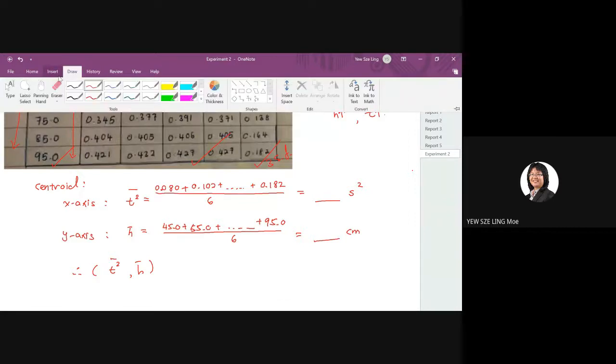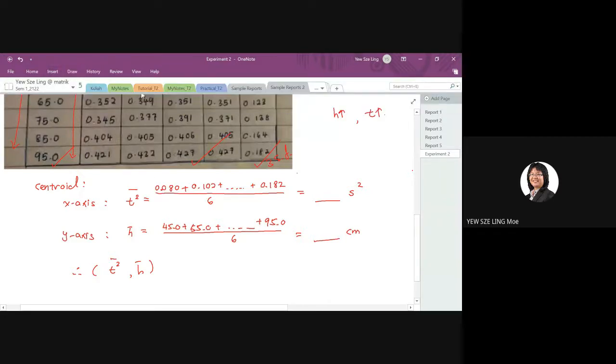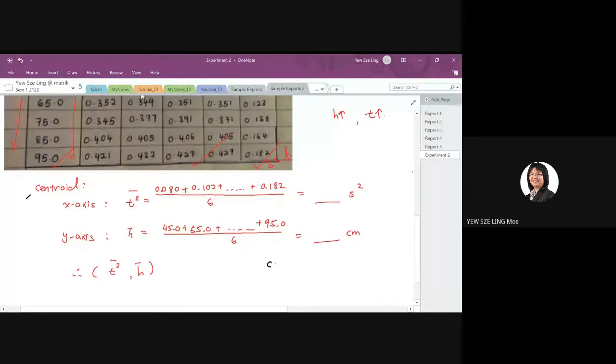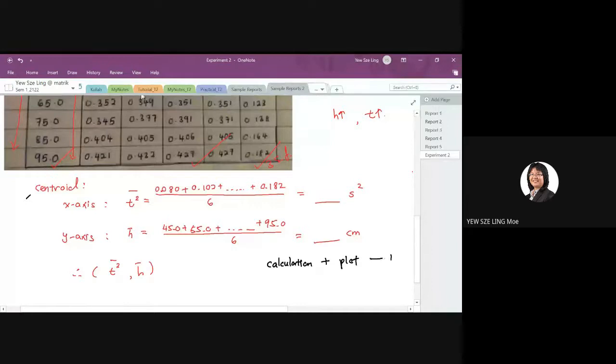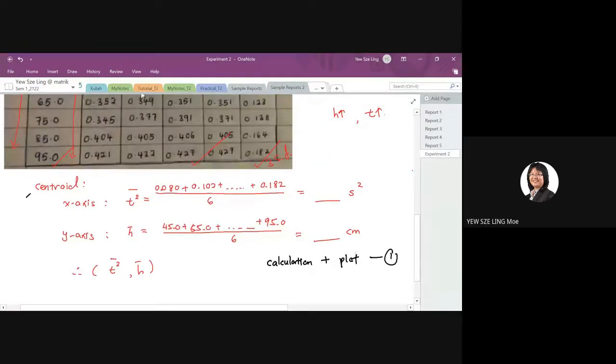Now, sometimes students don't like to do the calculations. If you don't do the calculations, 1 mark will be deducted. Because for the centroid, there's 1 mark. This 1 mark is given to calculations plus plot. If you show the calculations and then you plot it, then you get 1 mark. If no calculations, but you plot it, 0 mark. If you got calculations, but you forgot to plot it, again, 0 mark. So you must have both. You must show the calculations and then plot it in the graph paper in order to get this 1 mark. All right. So first thing you should do, centroid.